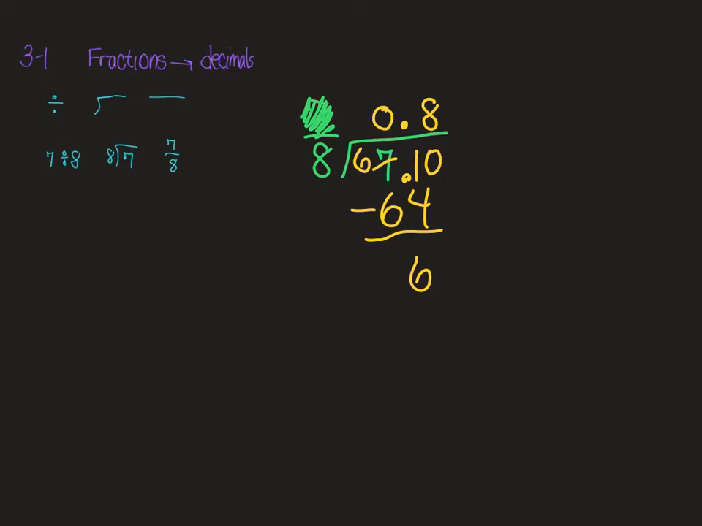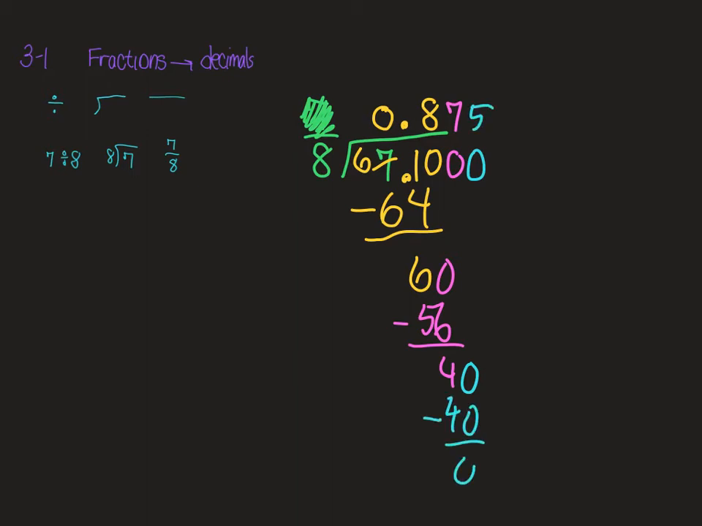So I'm going to add another 0. I think I'll change colors. I'm going to add another 0, and I'm going to bring that 0 down. 8 goes into 60 7 times. 7 times 8 is 56. Subtract and get 4. Oh, shoot. I wanted it to end, but it didn't. So now I got to go again. Add another 0. Bring the 0 down. Oh, 8 can go into 40 exactly 5 times. And I am finished. El finito, done. So 7/8, we can't really see it anymore, but 7/8 turns into 0.875, 875 thousandths as a decimal.